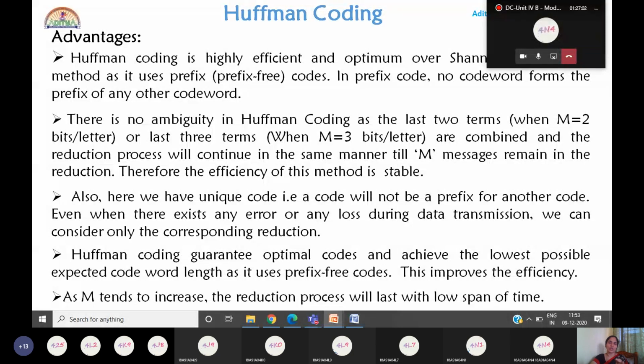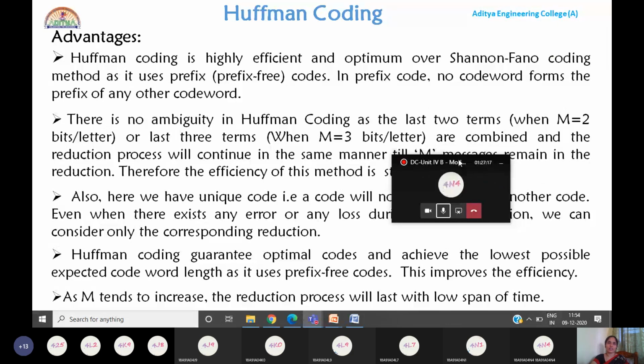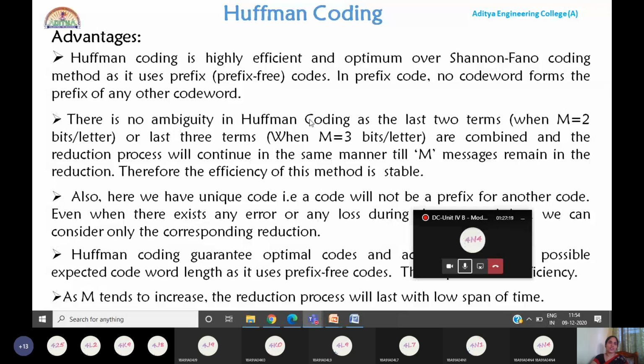Next, let us go through the Huffman coding. Whatever drawbacks you observed in the Shannon Fano coding method, almost all we can overcome by using this Huffman coding method. So if you remember the drawbacks of Shannon Fano, you can write down the advantages of the Huffman coding method. And another common advantage for Shannon Fano and Huffman coding is that both rely on entropy based source encoding and both are lossless. So these are the two common advantages for Shannon Fano and Huffman coding.